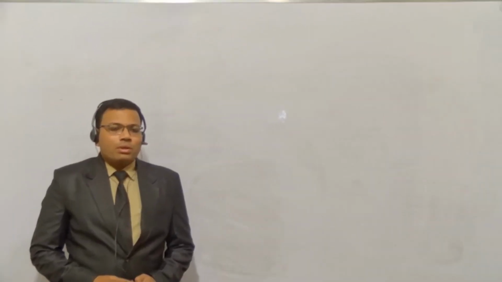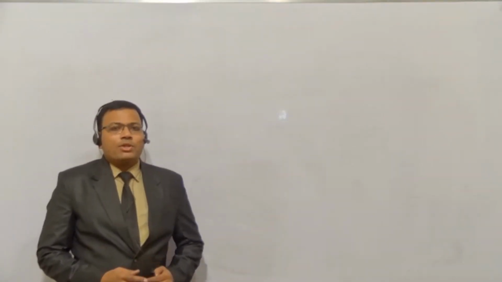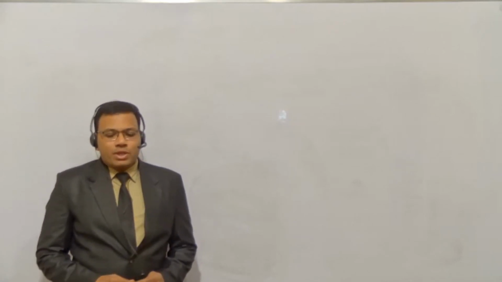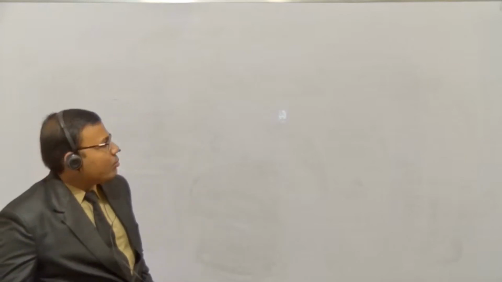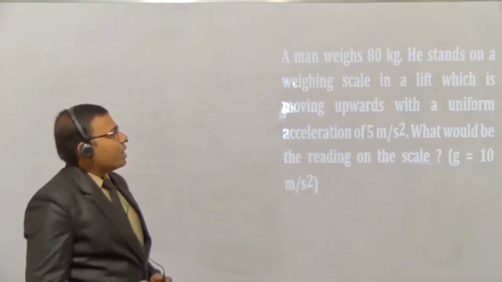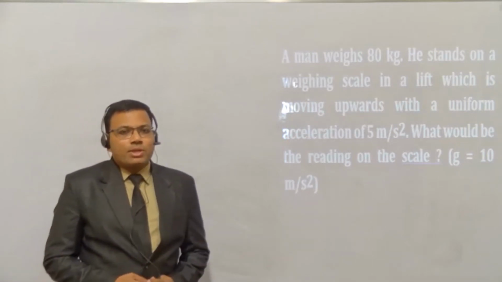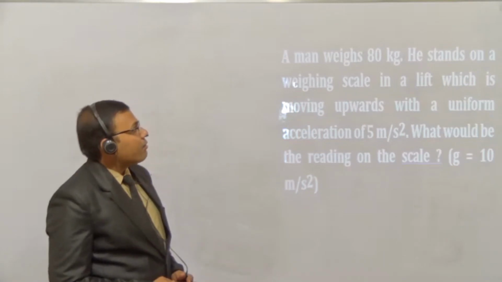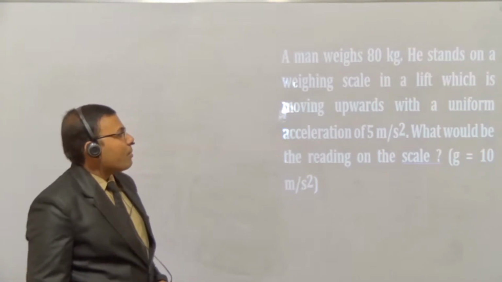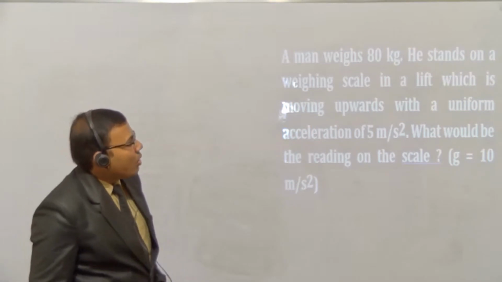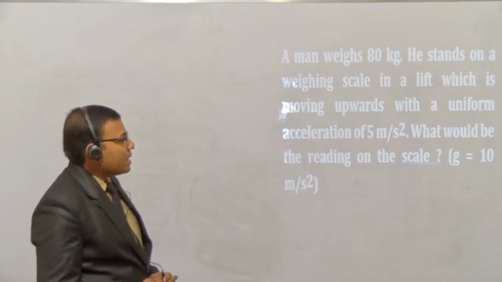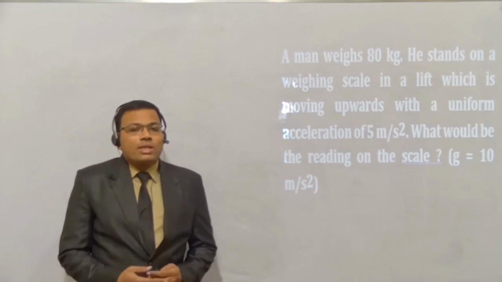Okay, now students, we move to the problems on apparent weight in a lift. The first problem we are going to discuss is on the board. A man weighs 80 kg, meaning the mass of the person is 80 kg. He stands on a weighing machine in a lift which is moving upwards with a uniform acceleration of 5 meter per square second. What would be the reading on the scale? That means he is asking us to calculate the apparent weight.